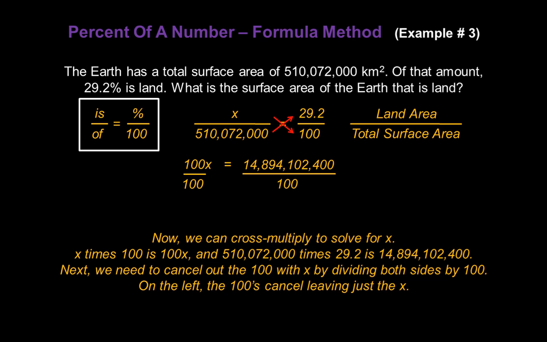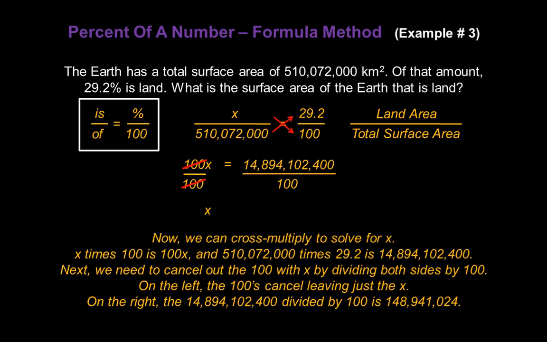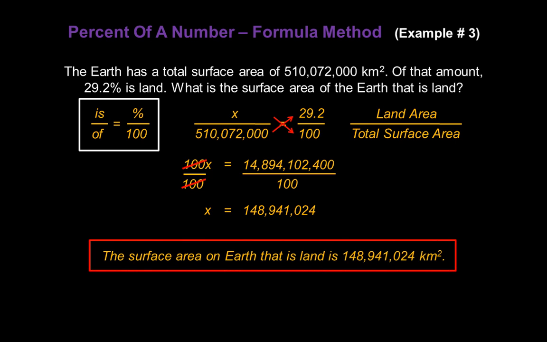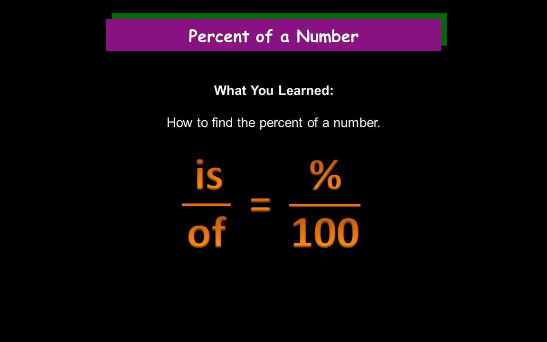On the left then, the 100s will cancel, leaving us with just the x we're trying to solve for. And on the right, 14,894,102,400 divided by 100 is still a pretty good sized number, 148,941,024. So that's our answer. The surface area on Earth that's land is 148,941,024 square kilometers. Congratulations! You've learned how to find the percent of a number.